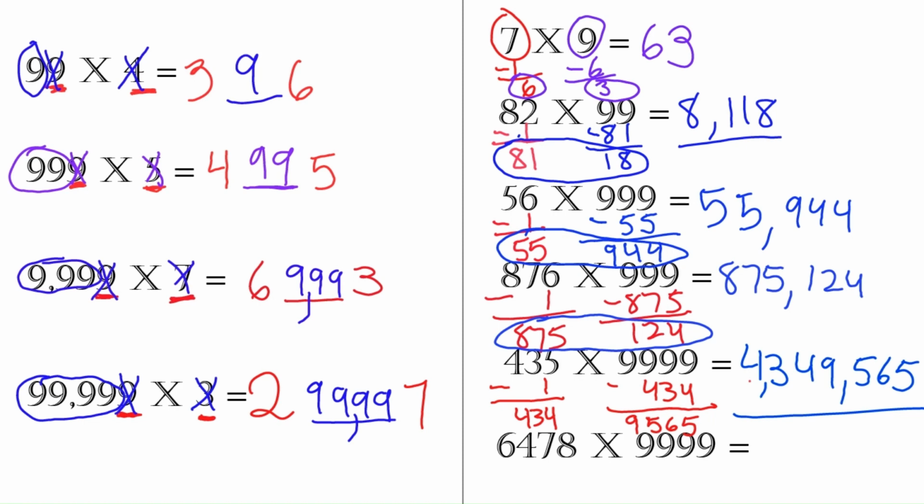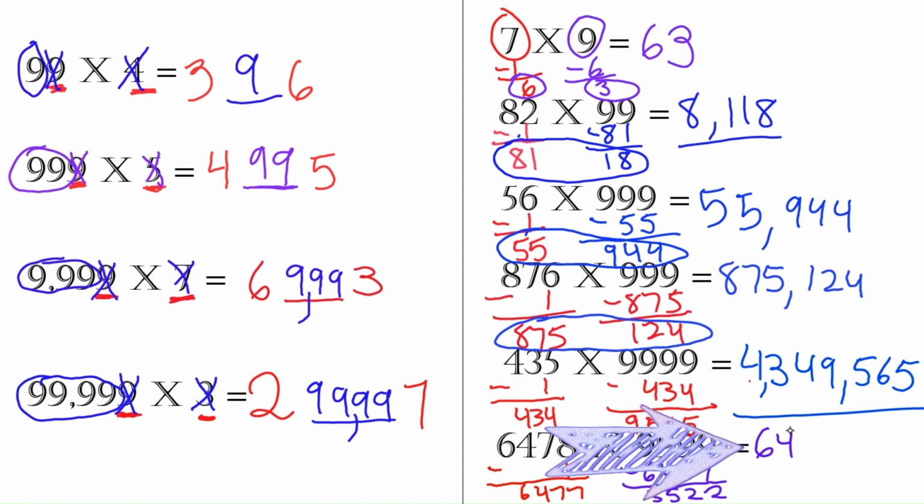6,478 times 9,999. Even though it looks like a big number, it's the same deal. We're minusing 6,478 by 1, so it'd be 6,477, and minusing 9,999 by 6,477. That equals 3,522. Once those two numbers are combined, it equals 64,773,522.